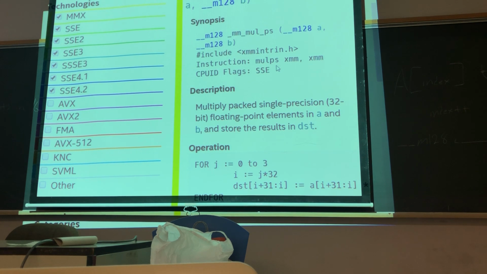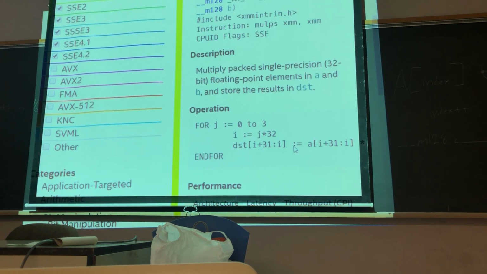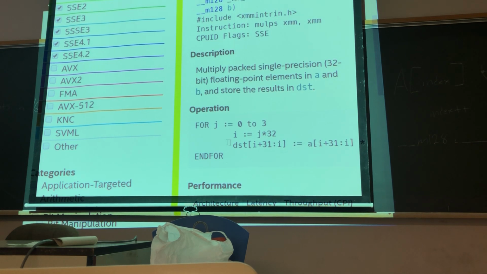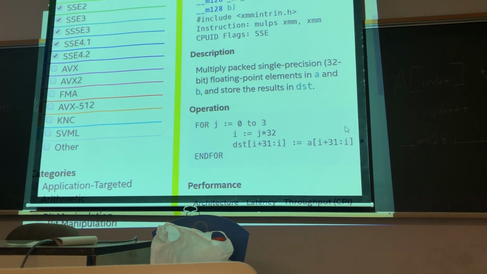Multiply packed single precision 32-bit floating point elements in a and b and store the results in dst. So it's doing exactly what it says, multiplying these two packed single precision elements and just spitting it out to dst. And they even give you a little pseudocode: for j equals 0 to 3, i equals j times 32, and so on and so forth. Okay, what is dst again? Destination. Yep. Any other questions before we continue?